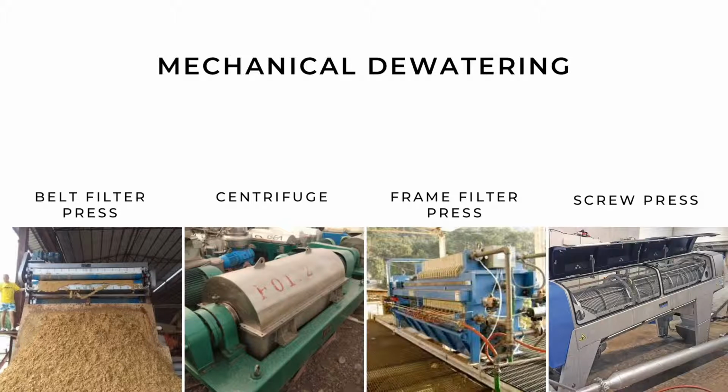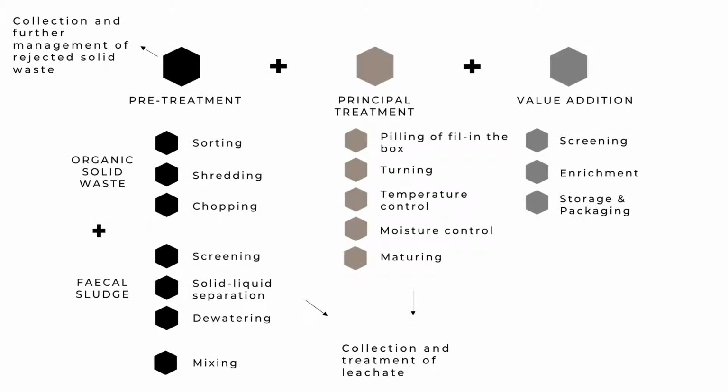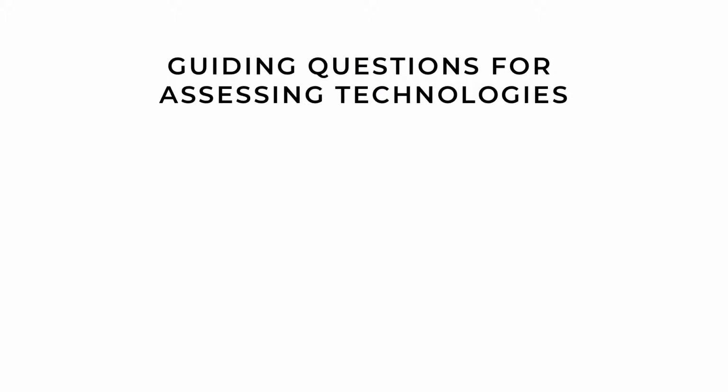You have now learned about the different technologies available for composting and co-composting with fecal sludge. When assessing which composting technologies you will use for pretreatment and treatment, you need to ask yourself the following questions. Use the worksheet below to record your findings.